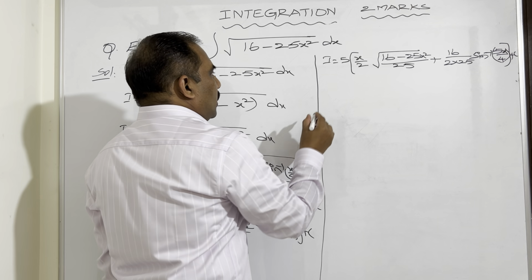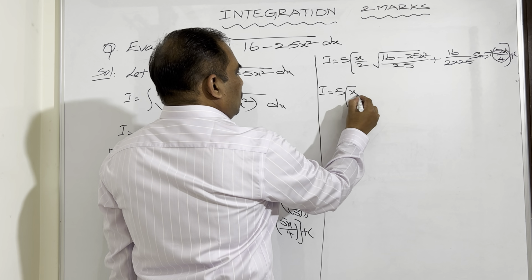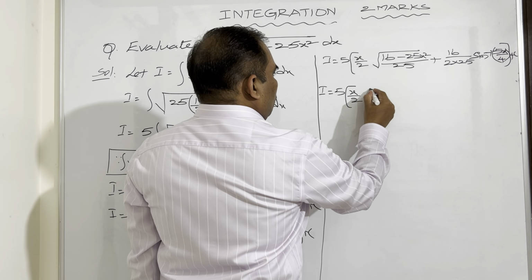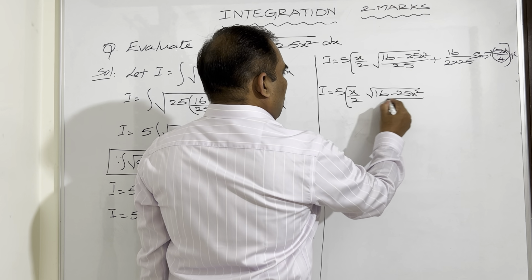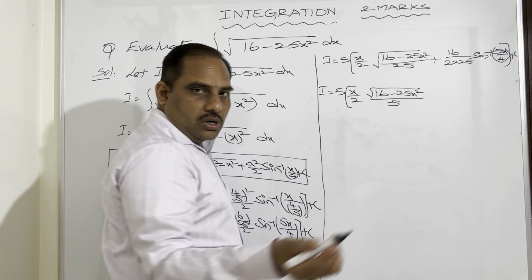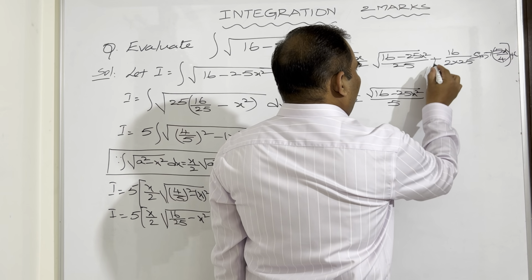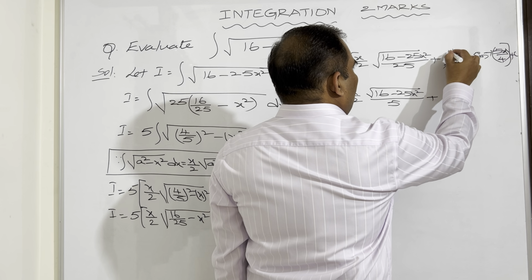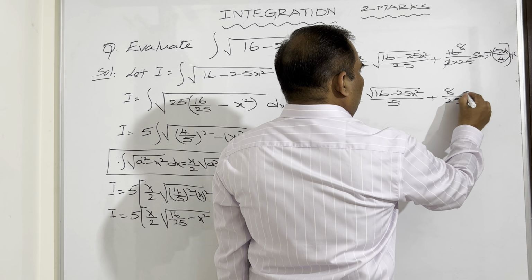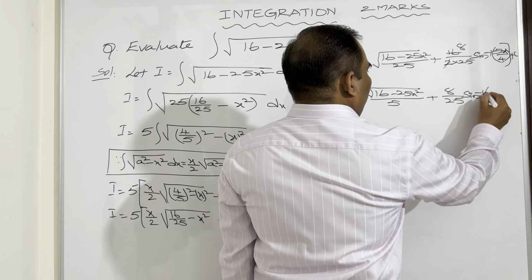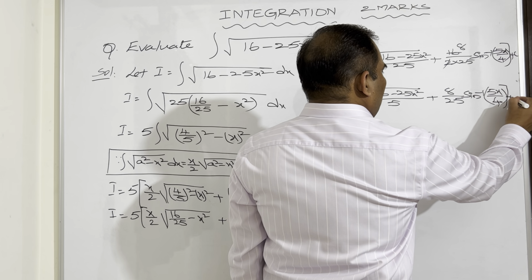So now, this can also be written as I is equal to 5 into x by 2 into root over 16 minus 25x square, whole divided by root 25, which is nothing but 5. And here plus, we can cancel 8 times, so 8 by 25 into sine inverse of 5x by 4 plus c.